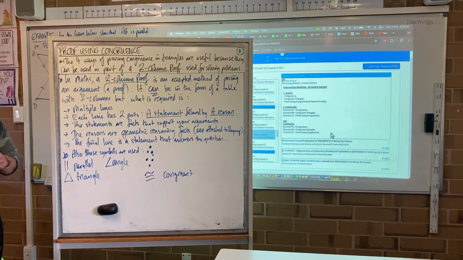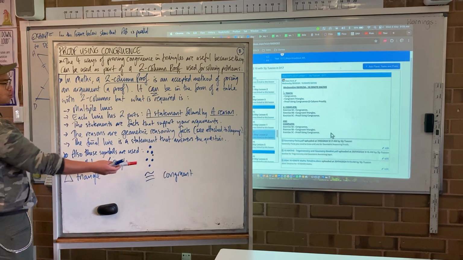The statements are facts that support your argument. The reasons are geometric reasoning facts, which you'll see attached to DayMap, once I've given you time to copy this down. And then the final line is a statement that answers the question you've been given. Also, in this 2-column proof, you're going to be using these symbols.